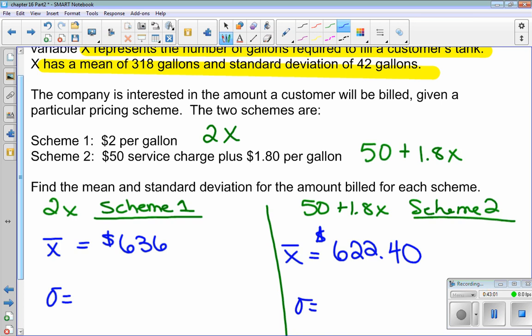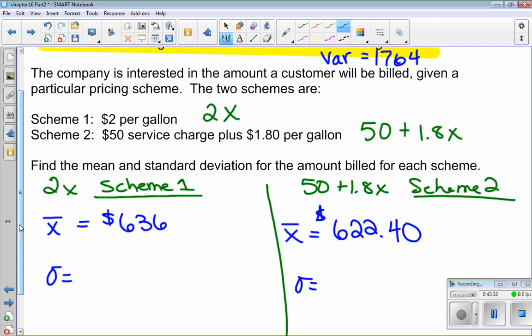So what I need to do here is work with the variance. If the standard deviation is 42, what is the variance going to be? Not the square root. Square. 42 squared. 1,764. Okay, good. That's what I had too. So we're going to work with the variances, and at the end, we'll take the square root. Let's do the variance first, and then we'll take the square root.